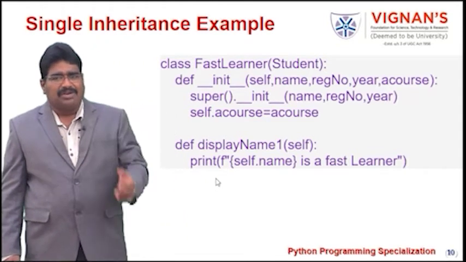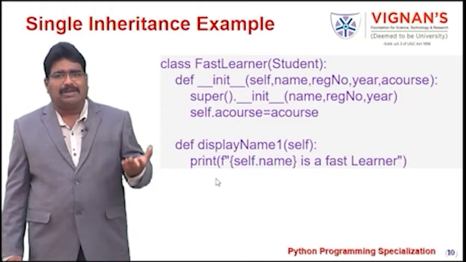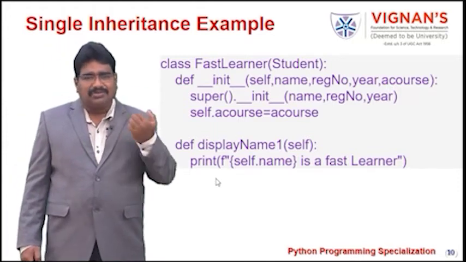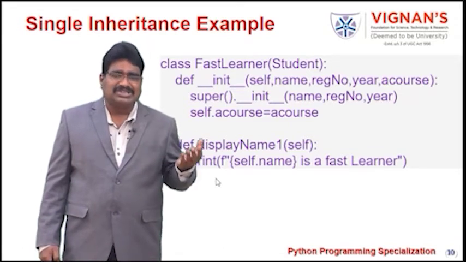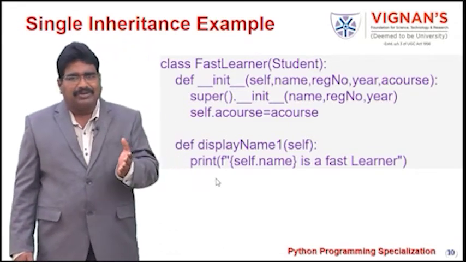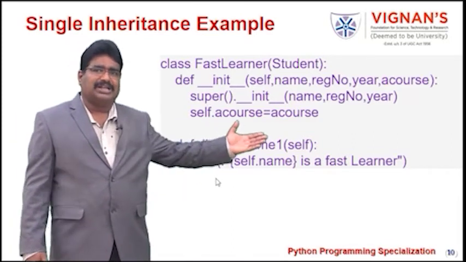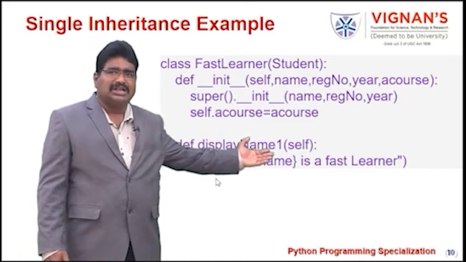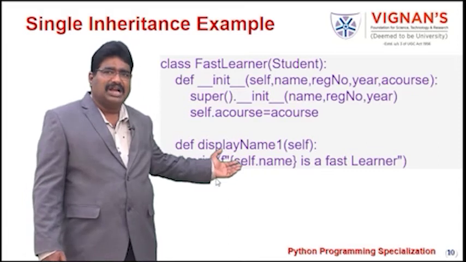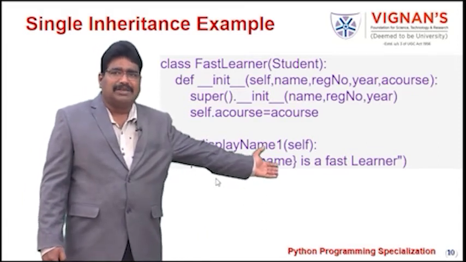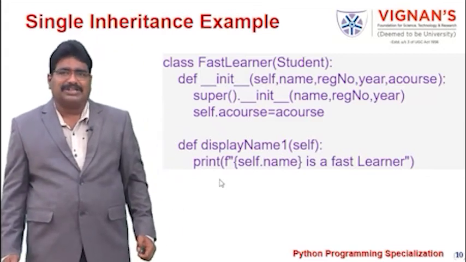The requirement is we want to use the display name of the student class, and we are also interested to use the name display method existing on the fast learner. Whenever we do not require method overloading, then we need to give another name. For that reason here we choose display name 1 as the method name in the fast learner, and here we simply display the name followed by 'is a fast learner', that is the message simply displayed on the screen.